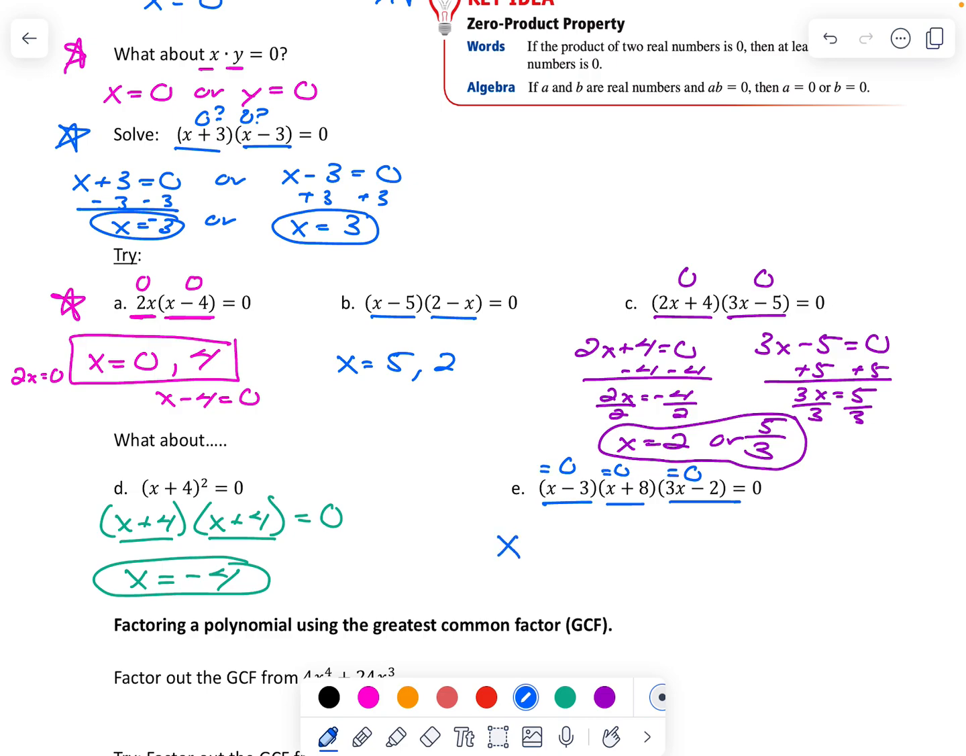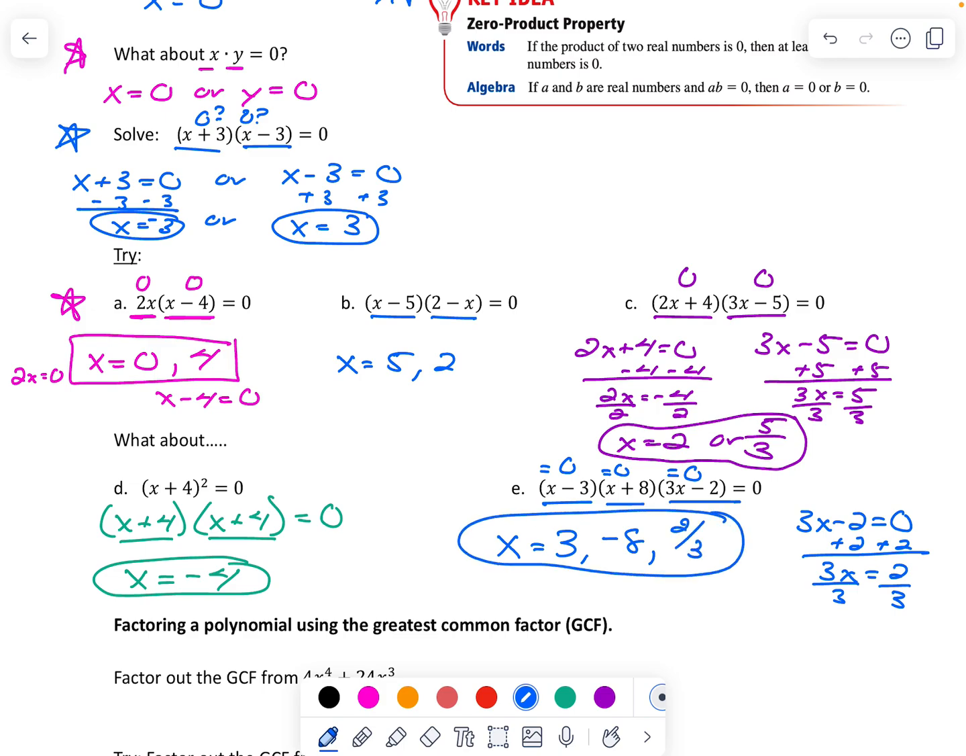So for my first parenthesis, I can see it's 3 because 3 minus 3 is 0. For my second parenthesis, the answer is -8 because -8 plus 8 is 0. But for my third parenthesis, I don't quite know that one, so I'm going to write it out. Plus 2 plus 2, 3x equals 2, divide by 3, x equals 2/3. So 3 parentheses, 3 answers potentially.